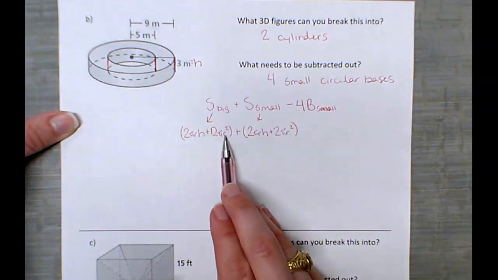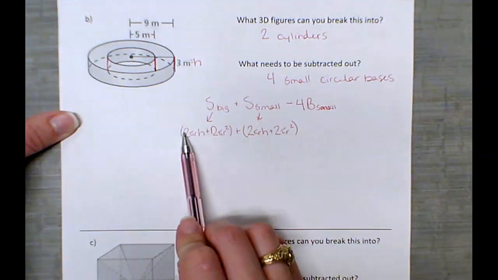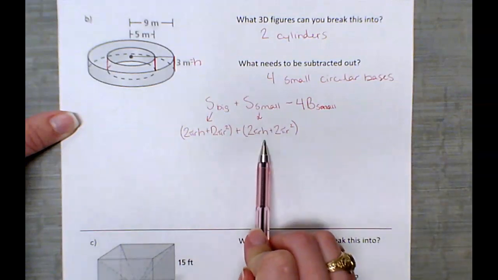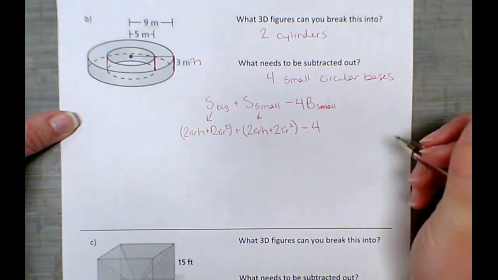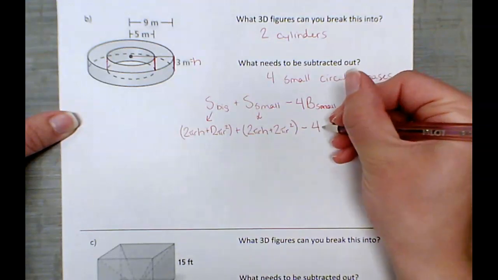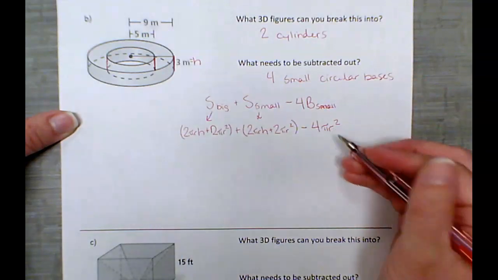So these r's are not the same thing, which means that we're not going to have a number here and a number here that's exactly the same. They're going to be different. And I need to subtract out 4 small bases, and a base is a circle, so pi r squared. This is the small radius.